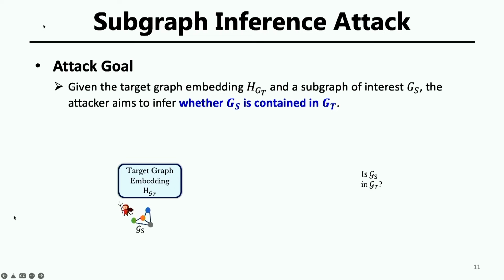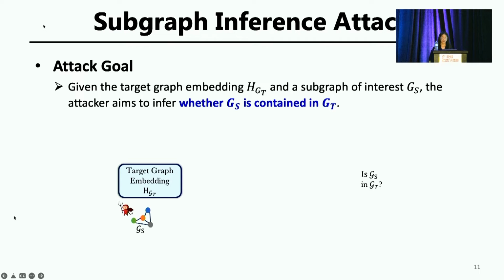Okay, so here is the second attack, the subgraph inference attack. The objective here is that given the tagged graph embedding and a subgraph of interest, the attacker aims to infer whether the subgraph of interest is contained in the tagged graph. Since the tagged graph embedding and the subgraph of interest are in different formats, we cannot directly compare them.